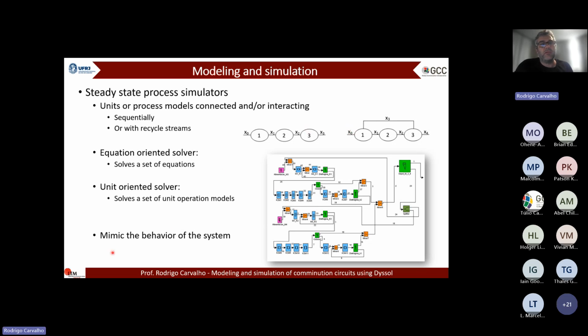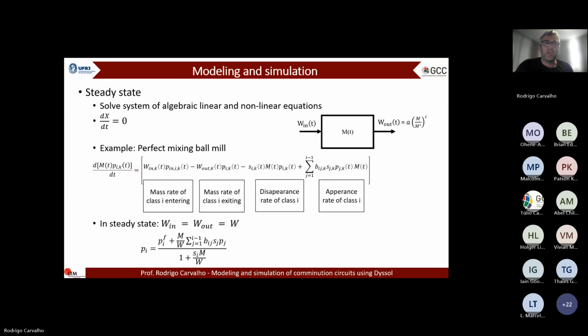And the idea here is to have a process simulator or model that mimics the behavior of the real system. The systems can be complex, like the one depicted here in the diagram on the bottom right. When you call steady state simulators, we are just solving this set of algebraic, linear, and nonlinear equations.